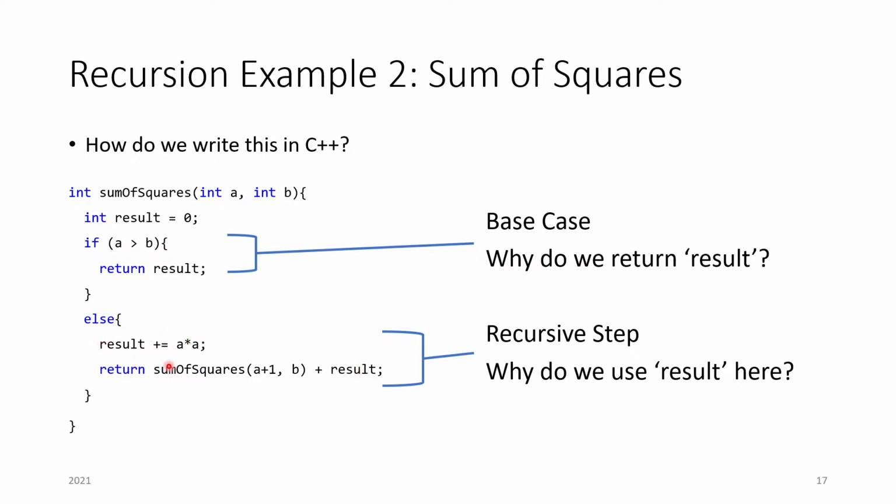Finally, for the recursive step, we need to make sure that we call the function again, but we also need to make sure that something changes here so that our base case will actually process when required. So we go a plus 1 here. We still pass b as required because our function requires 2 inputs, a and b. b doesn't change here. And in our recursion, we need to make sure that this result here is added in order to keep track of it.